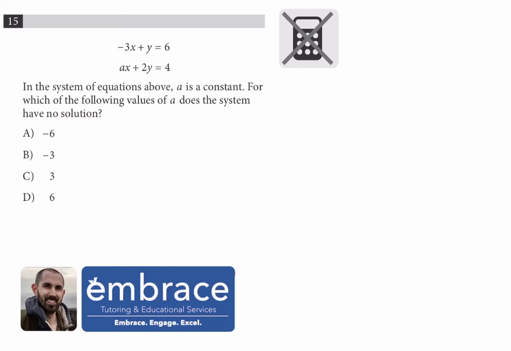For number 15 here, it says in the system of equations above, a is a constant. For which of the following values of a does the system have no solution? Okay. So first of all, it's a system of equations. All that means is it's more than one equation, and it tells us that there's no solution to this system. So that tells me that these two equations, whatever they are, never intersect.